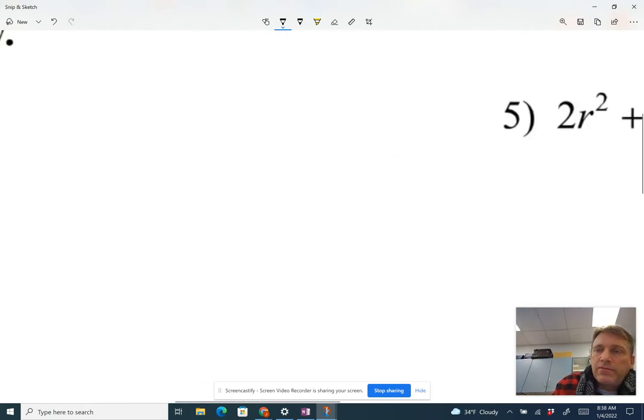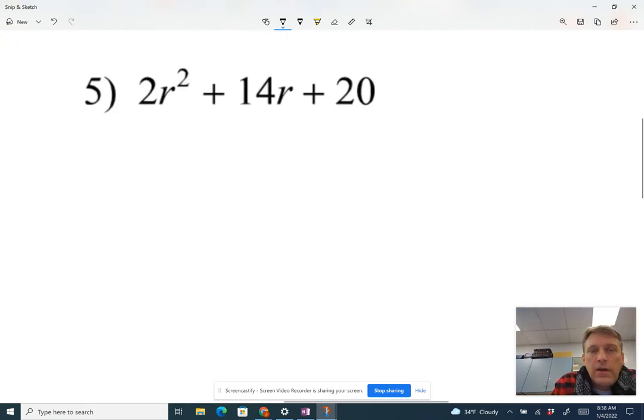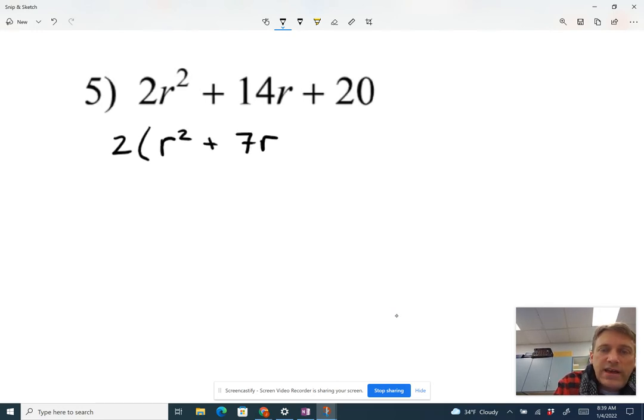All right, let's look at number 5. Again, we always want to check for GCF first. I look at this and I see they're all even, and this one has a 2 in it, so I can factor out a 2. And I'm left with r squared plus 7r plus 10.